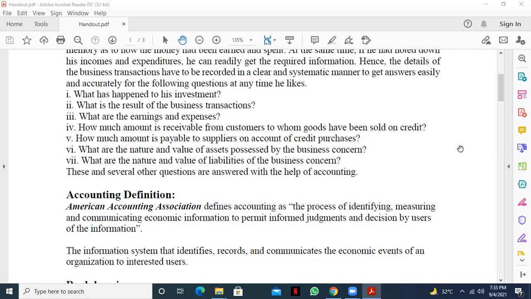After preparing the trial balance, we prepare these five financial statements, and through them we communicate with the different users. We actually provide information to the general people, to the interested people, and from the financial statements they analyze, they interpret, and they take the decision.